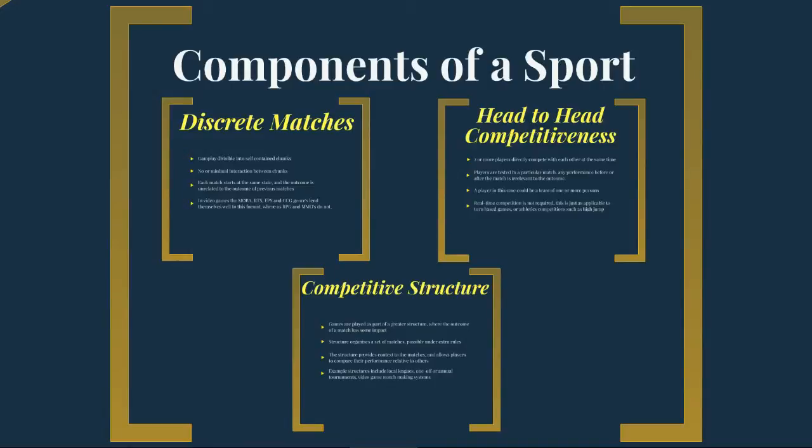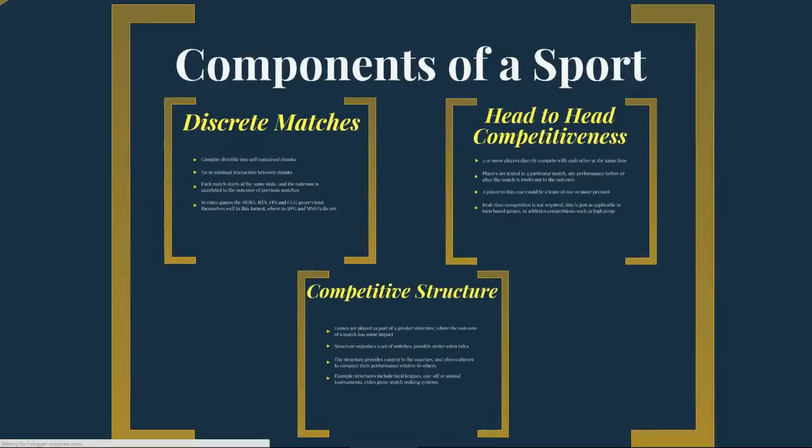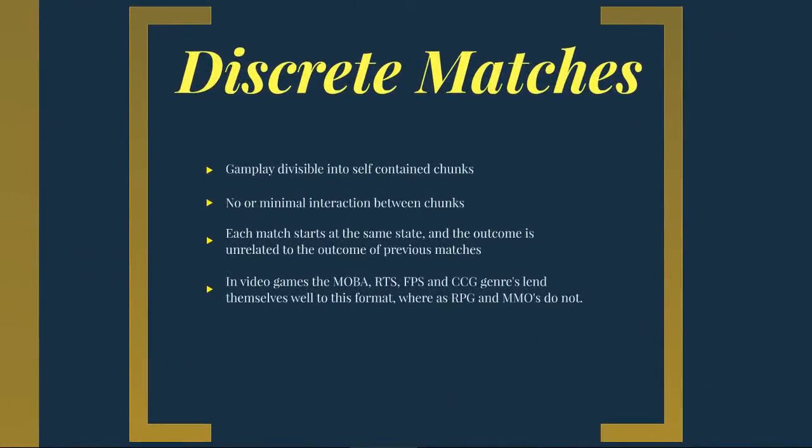These components are as follows: discrete matches, head-to-head competitiveness, and a competitive structure. Let's start with discrete matches. This is the idea that the game can be played in self-contained chunks of some length. Each of these chunks encompasses the entirety of a match, and there is minimal or no interaction between chunks. Basically, every match starts with a clean slate, and no one is given a significant advantage or disadvantage because they won or lost the last match.